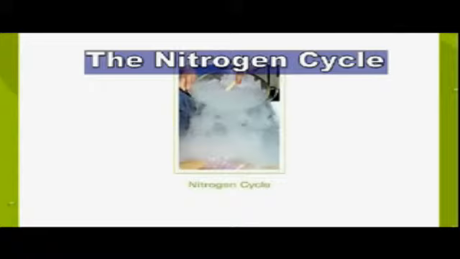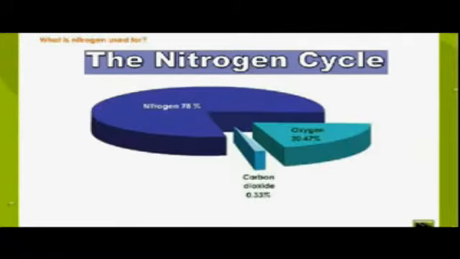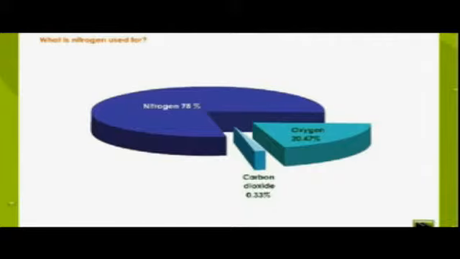Nitrogen cycle. What is nitrogen used for? Nitrogen forms an essential part of amino acids, which make up proteins and DNA. Nitrogen is essential for all living cells. Air, which is about 78% nitrogen gas, is the major reservoir of nitrogen. But most organisms cannot use nitrogen in this form.